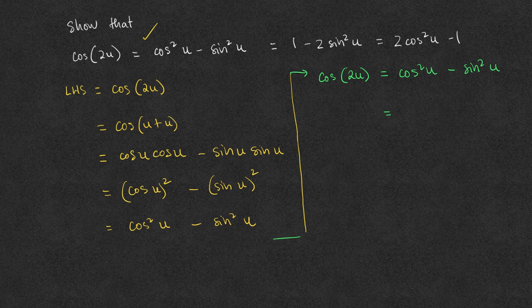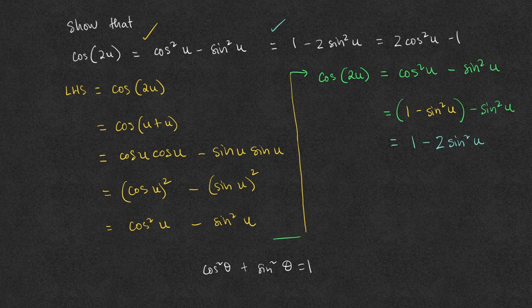Using the Pythagorean identities, we have cosine squared of u minus sine squared of u, where cosine squared of u is 1 minus sine squared of u, because the Pythagorean theorem states that cosine squared of theta plus sine squared of theta equals 1. And so we isolate cosine squared of theta, or in this case, cosine squared of u. We obtain 1 minus 2 sine squared of u, which establishes the second identity.